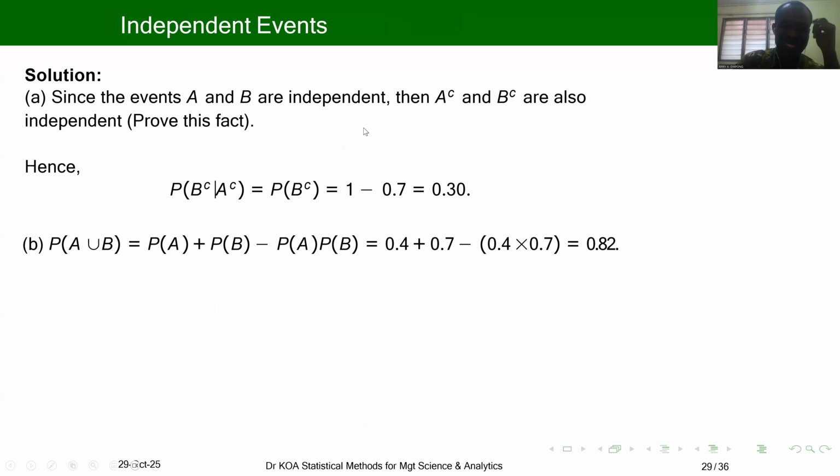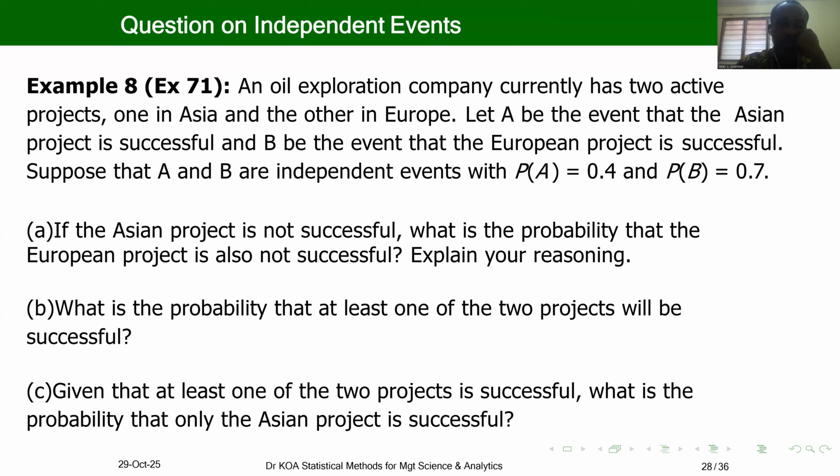So that will give you this. You have the probability of A plus the probability of B minus the intersection. That will give you 82%. Okay, it's understanding. Last one.